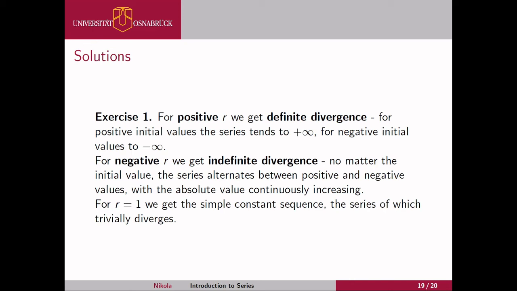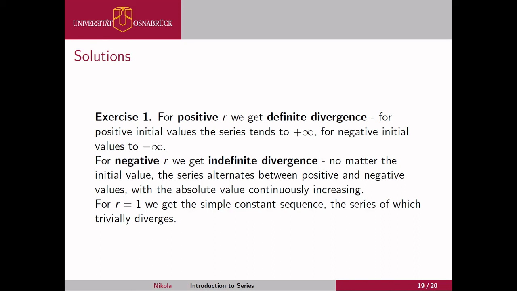So in the first exercise, you were supposed to determine the type of divergence in a geometric series with common ratio greater or equal to 1. And this is basically a task you can simply solve by thinking about it for a bit or just sketching yourself a small example. So I will quickly go over what happens.